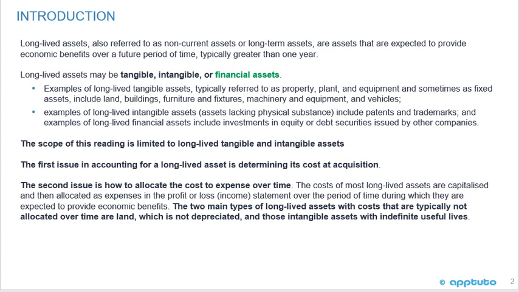The second issue is how to allocate the cost to expense over time. That's through depreciation or amortization or depletion. The cost of most long-lived assets are capitalized and then allocated as expenses in the profit or loss income statement over the period of time during which they are expected to provide economic benefits. The two main types of long-lived assets with costs that are typically not allocated over time are land, which is not depreciated, and those intangible assets with indefinite useful lives.